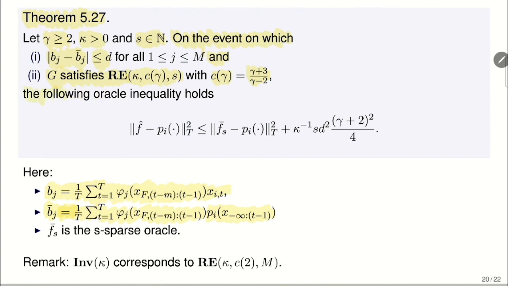Then we have the following oracle inequality. The inequality says the following: the L2 distance between f hat and pi is smaller or equal than the L2 distance between the S-sparse oracle and pi plus an error term. So this is saying that the lasso estimator under these conditions performs almost as well as the S-sparse oracle. And this term here can be interpreted as an error term.